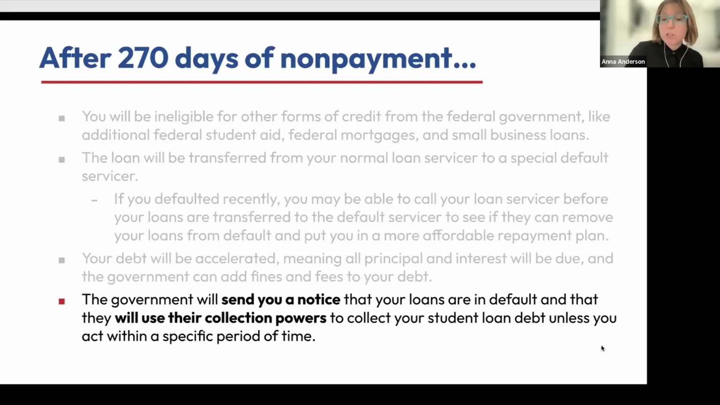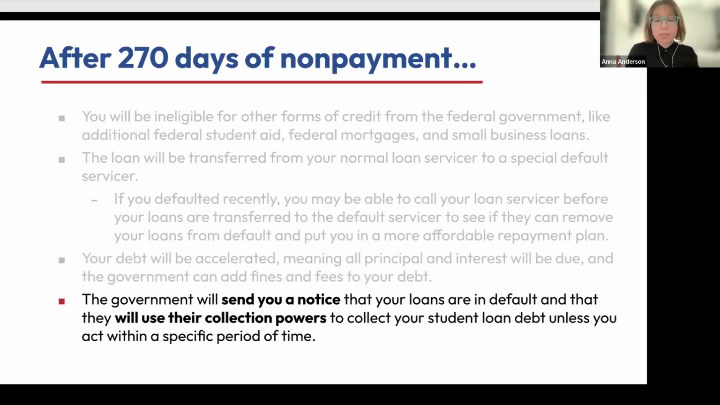Now, the government will send you a notice when your loans are in default, but again, you have to make sure your address is updated with the government, with the Department of Education, and with your loan servicer. So if you didn't get that notice, make sure that they have your correct information.